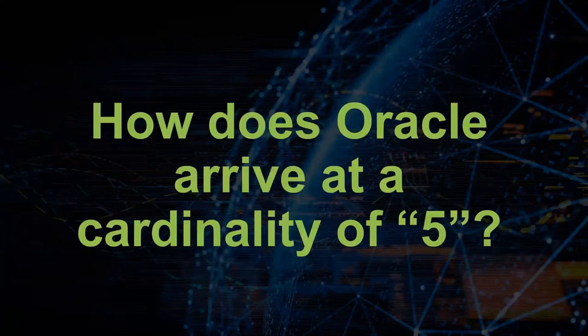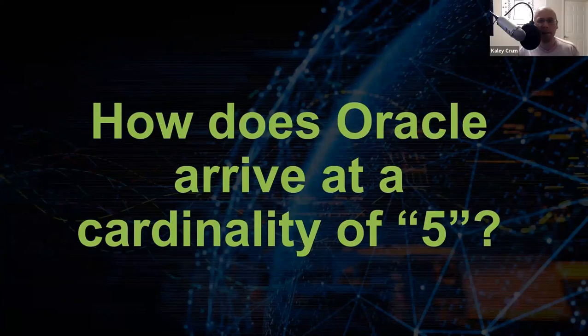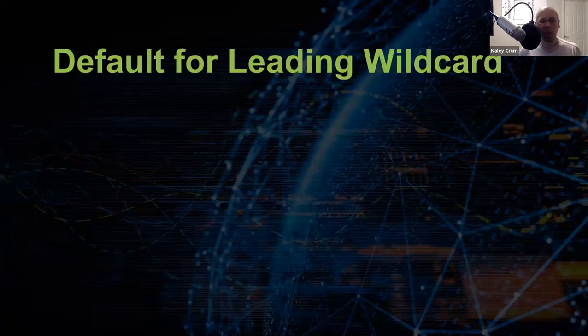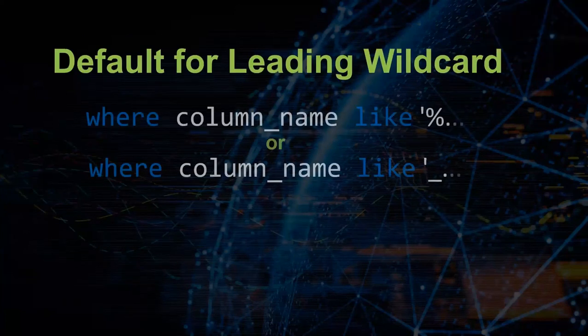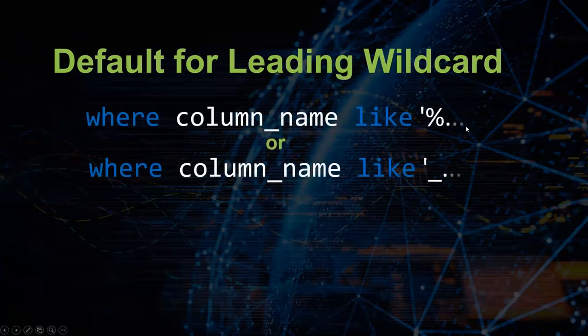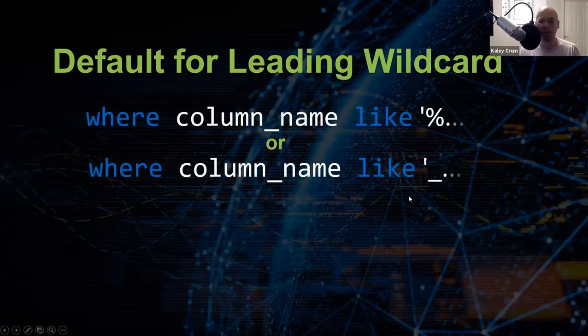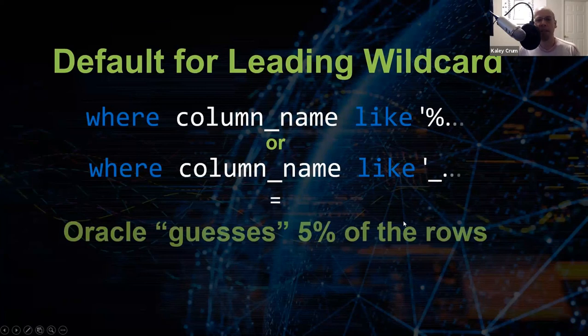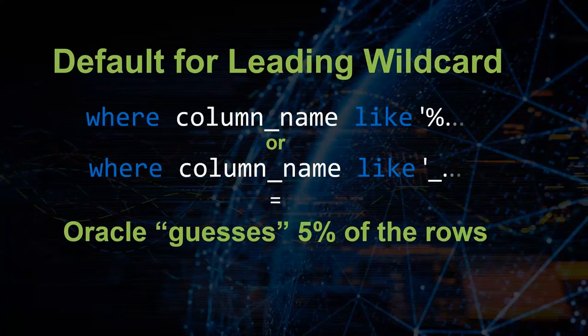So how does Oracle arrive at a cardinality of 5? Anytime you have a leading wildcard, where column name like '%something' or column name like '_something', Oracle automatically just guesses 5%, just arbitrarily. You can picture what the Oracle developers were doing at this point in time. They were coding along and they're like, okay, what do you want to do whenever we come to this scenario? You want to just guess? Okay, let's just guess. What do you want to guess? 5? Okay, I like the number 5. Yeah, let's do 5. So it's just an arbitrary guess.